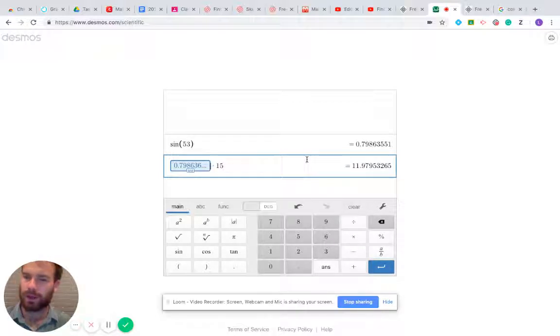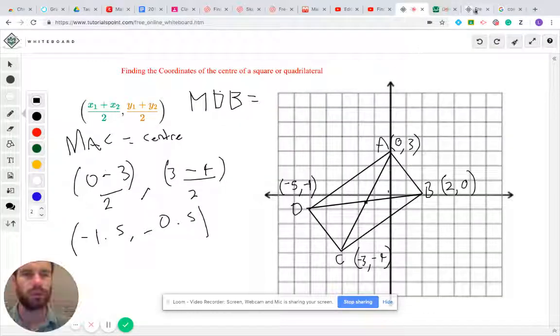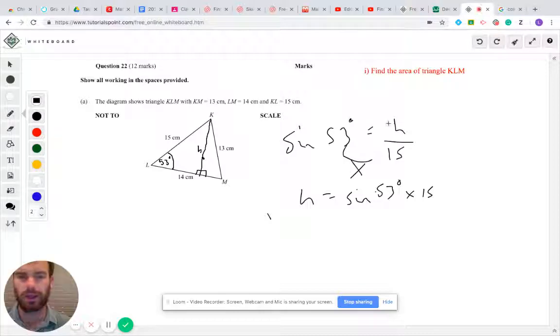All right, cool. So you can see that the perpendicular height is 11.979, probably just round that up to 11.99 for our calculations. Go back here and I'll plug that in. So H is equal to 11.99.